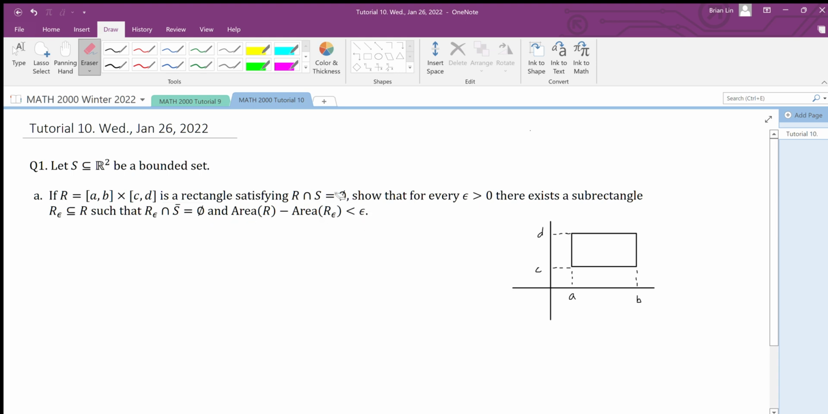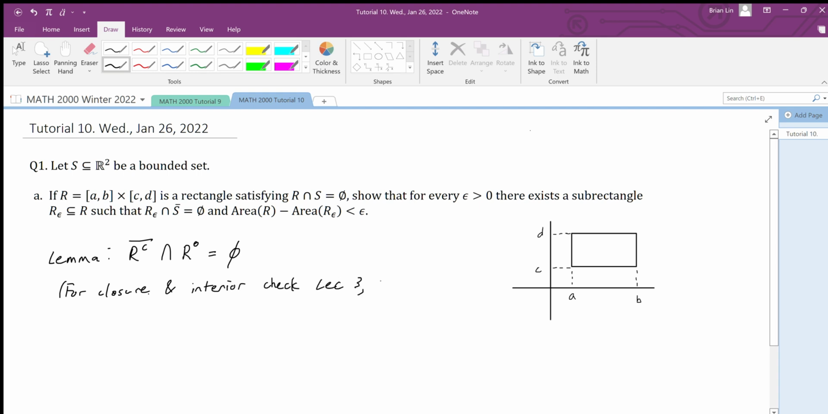So to do this question, I will first pull out a technical lemma, and this technical lemma is as follows. R complement closure intersect the interior of R is equal to the empty set. And if you've forgotten what closures and interiors and that type of stuff are, you could check lectures 3 and 6 from fall 2021. So for closure and interior, check your old lectures. Okay, and I'll prove this lemma too.